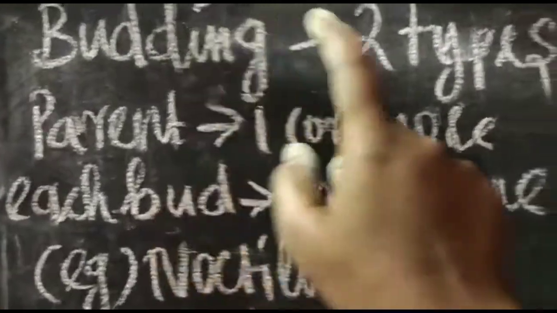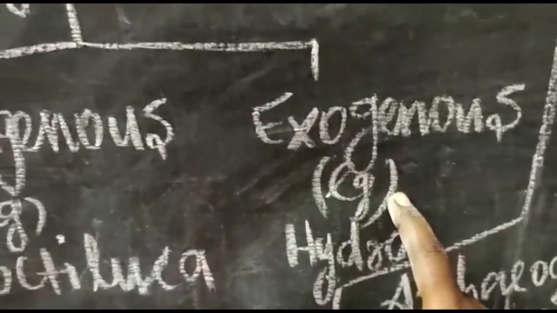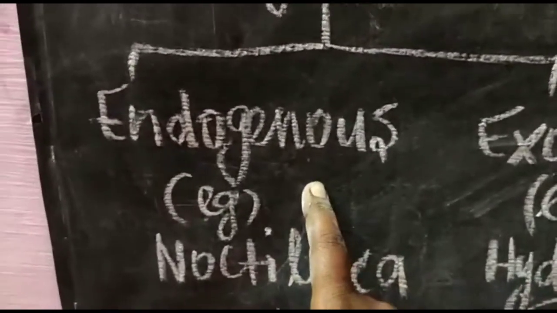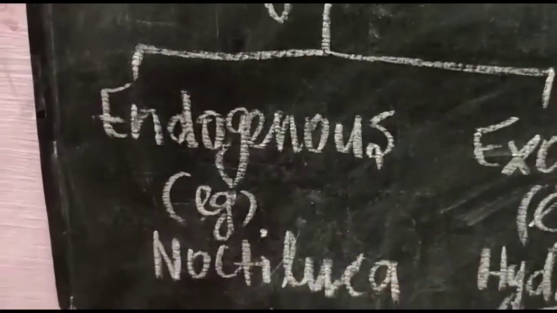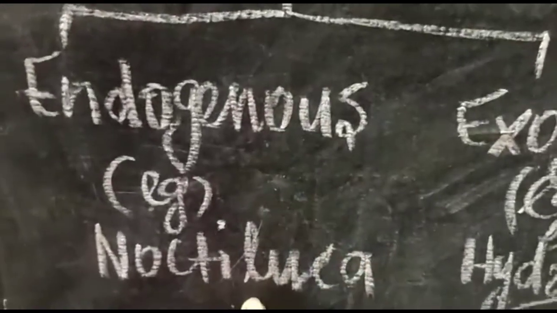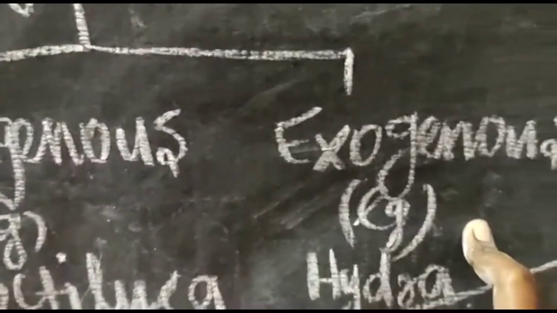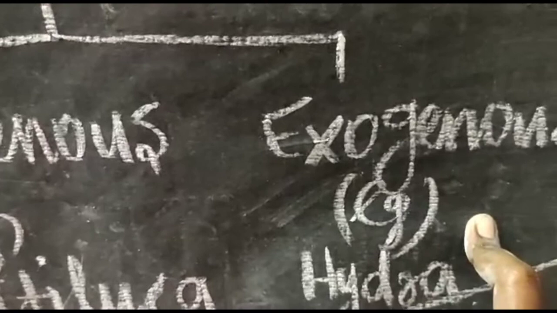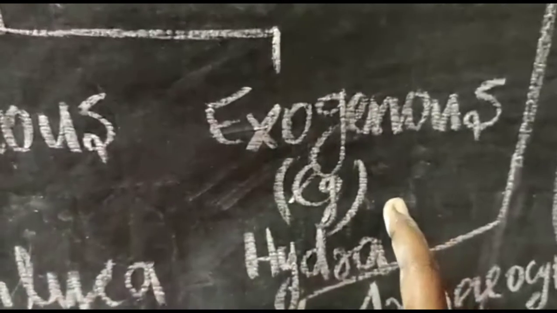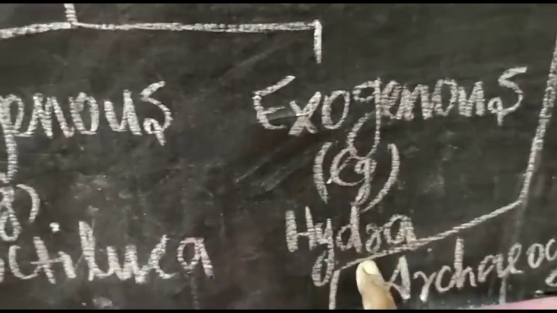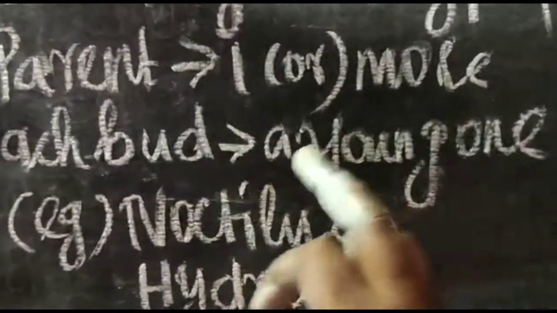Budding is divided into two types: endogenous budding and exogenous budding. In endogenous budding, the buds are formed inside the cytoplasm, within the body of the parent. An example is Noctiluca. In exogenous budding, the buds are formed on the outer surface of the parent. This is inside, and this is outside. An example is Hydra.